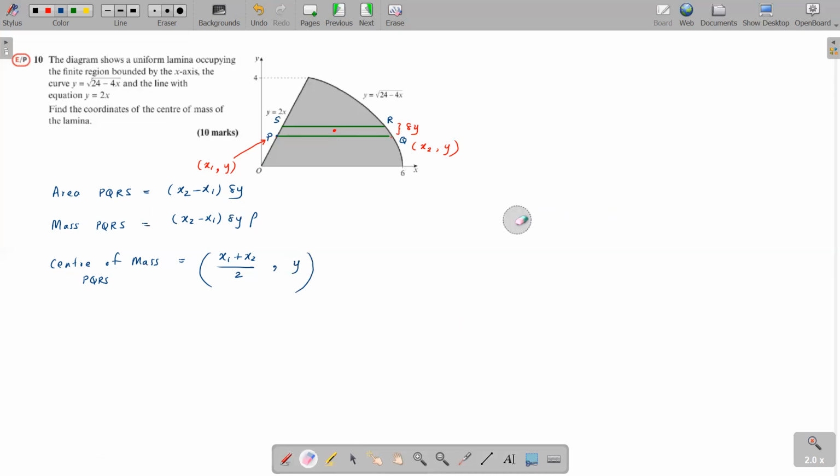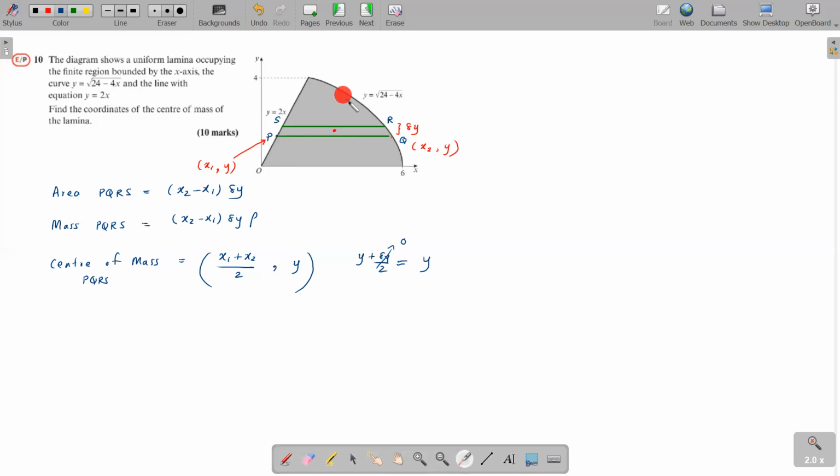Y plus delta y over 2, but this is so small that it becomes y. So that's what we use here for our center of mass. All right, so we have the mass, we have the center of mass, and by the way, for the total mass, do you think I can use a shortcut?